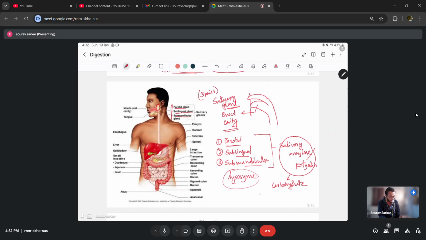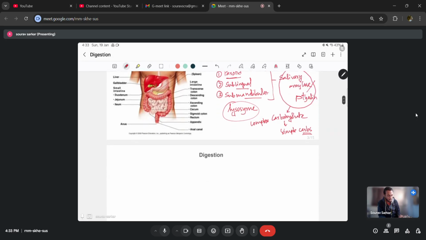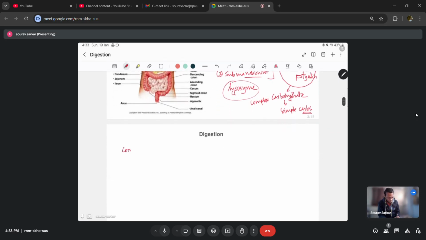So we can say they break down complex carbohydrate into simpler or simple carbohydrate. What are the complex carbohydrates? Complex carbohydrate means polysaccharide. Poly means more than one. Polysaccharide means a long chain of carbohydrate, just like starch or glycogen. They are long chains of glucose making those structures, so they are complex carbohydrates.